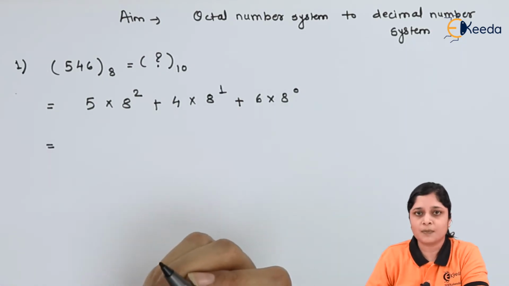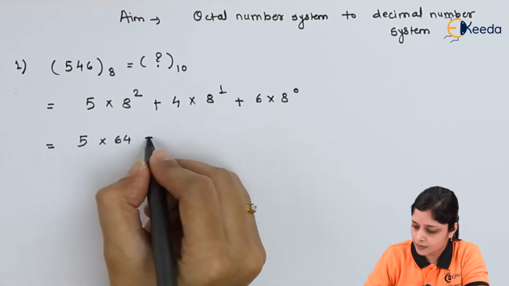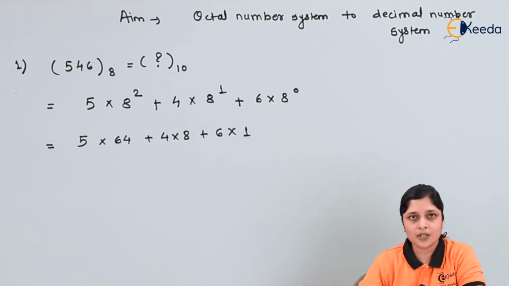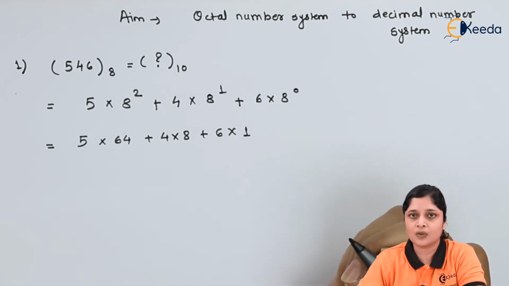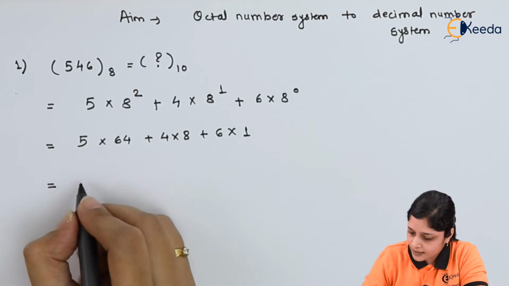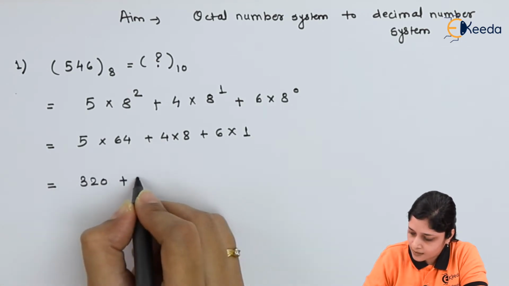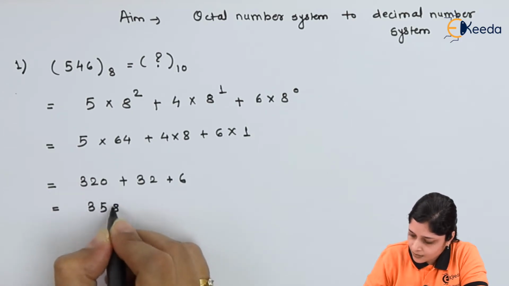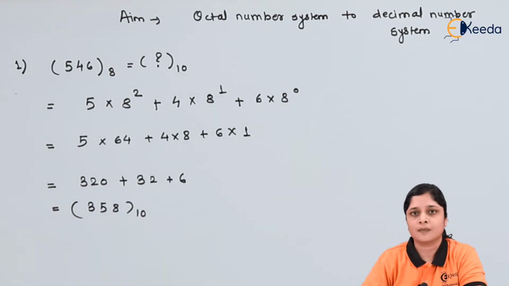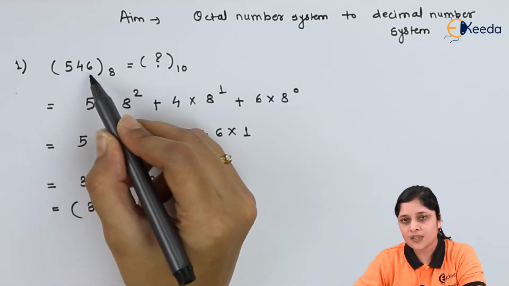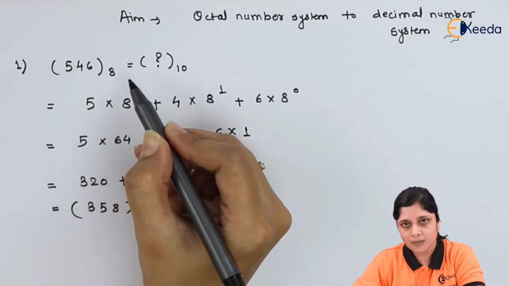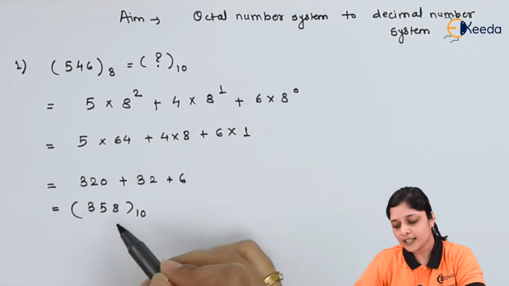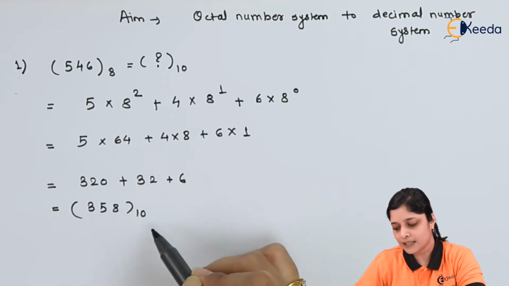You have to solve this expression and you have to get the answer. 8 raised to the power 0 is 1. Anything raised to the power 0 will give you 1. So final answer is 320 plus 32 plus 6 will give you 358 to the base 10. So for 546 to the base 8, it is in octal number system. Your aim is to get it into decimal number system. So final answer is 358 to the base 10.